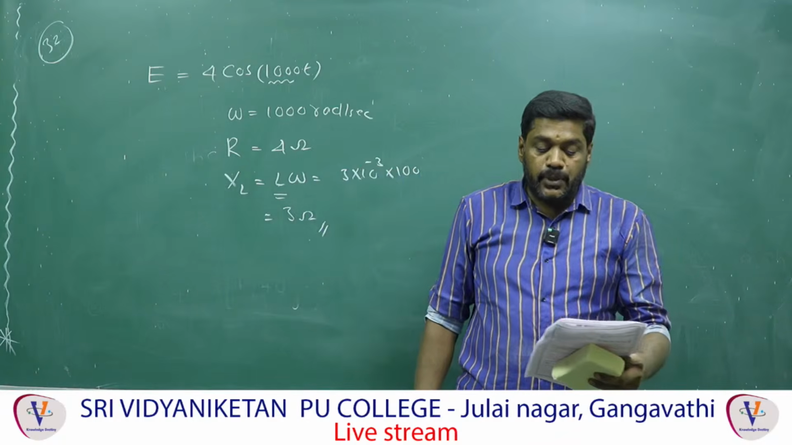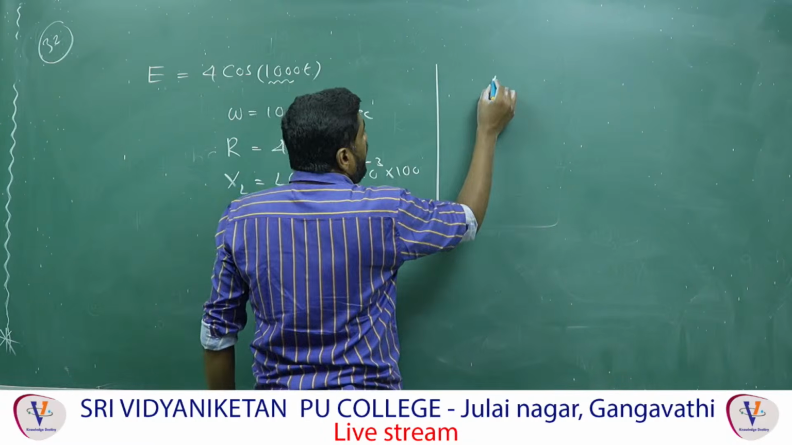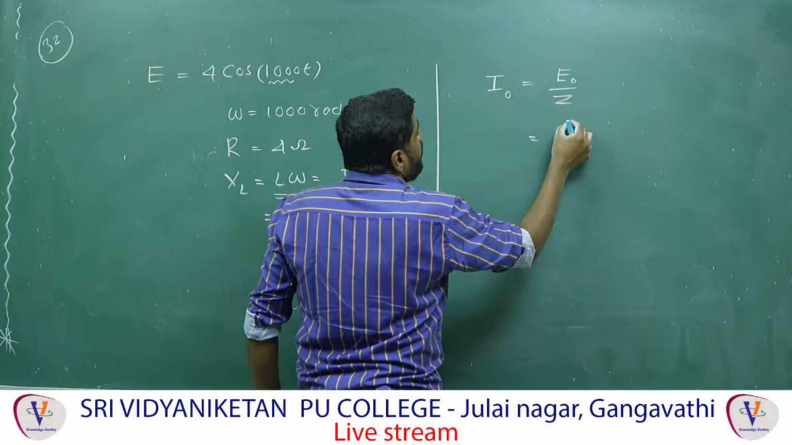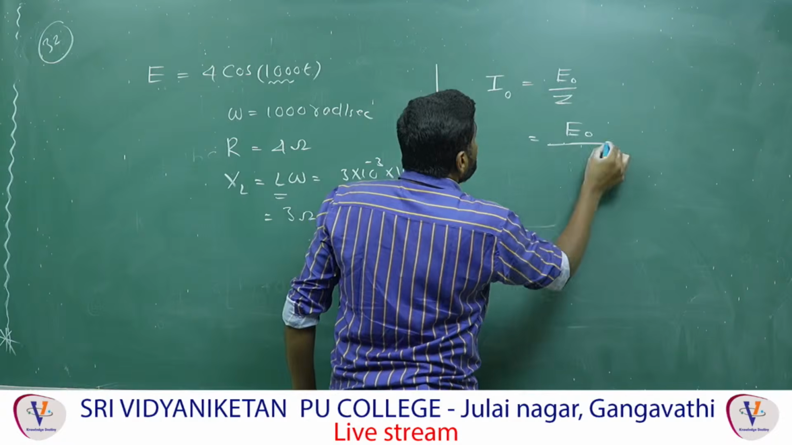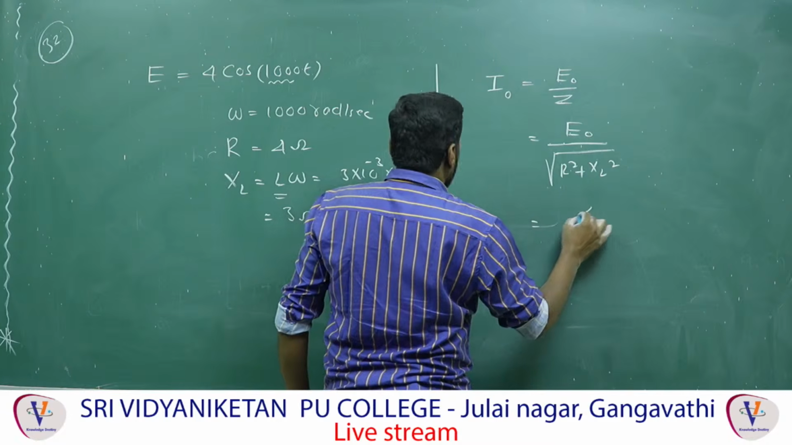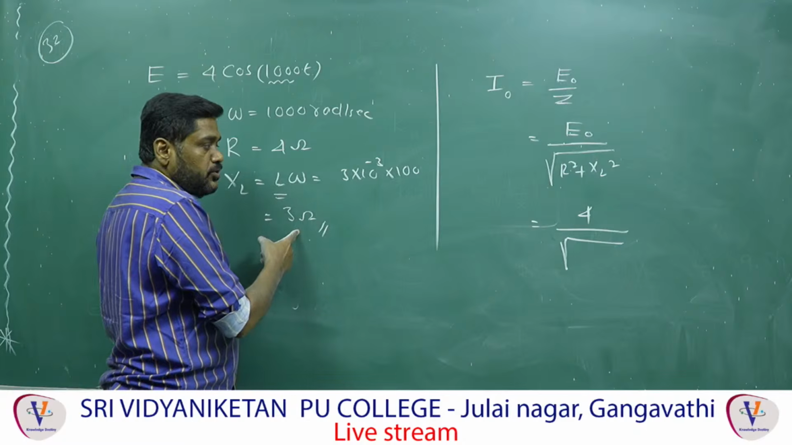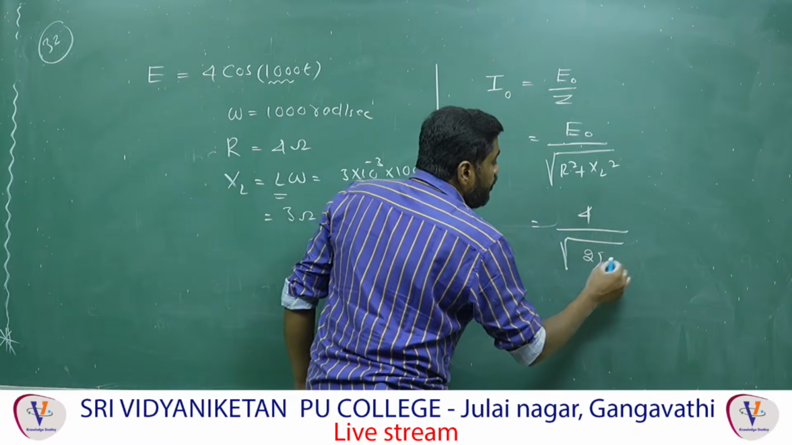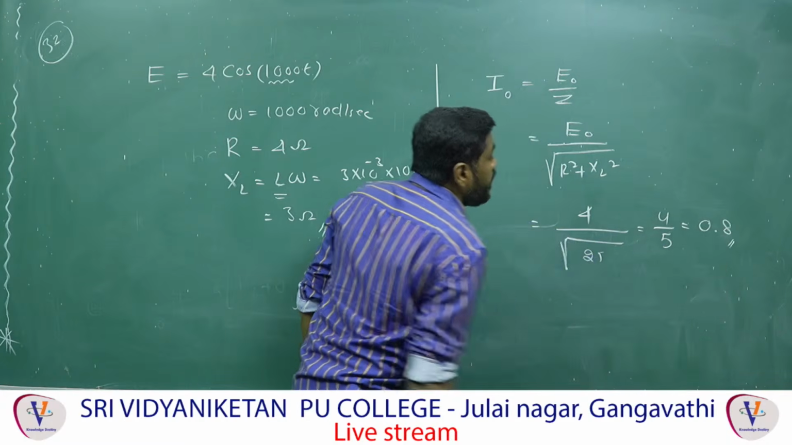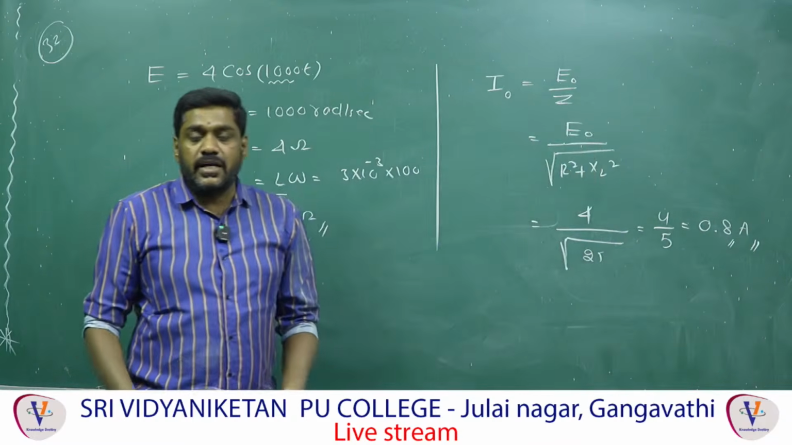Now, they are asking what? Amplitude in the current circuit. What is the amplitude? Therefore, now what? Amplitude formula: I naught is equal to E naught by Z. Therefore, E naught by Z, where Z is equal to root of R square plus XL square. So, E naught value they have given 4, and this is root of 4 square plus 3 square, that is equal to what? It is equal to, so 25, 5. Therefore, 4 by 5 is equal to 0.8. So, 0.8 amperes. That's it. Therefore, that is the peak current in the circuit.